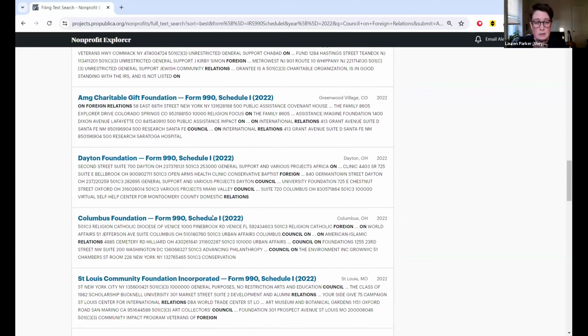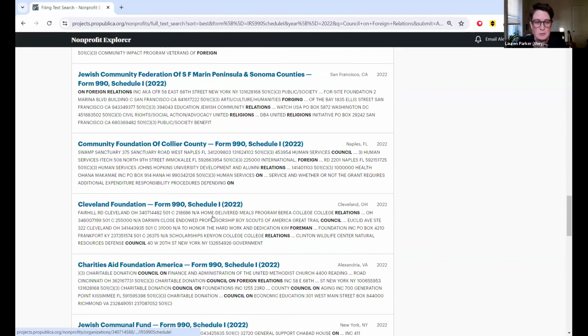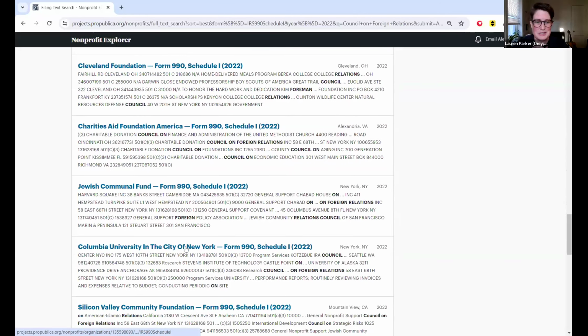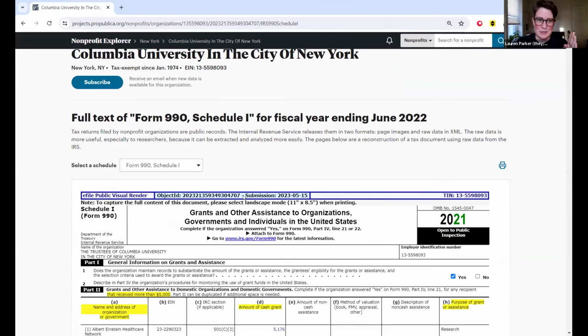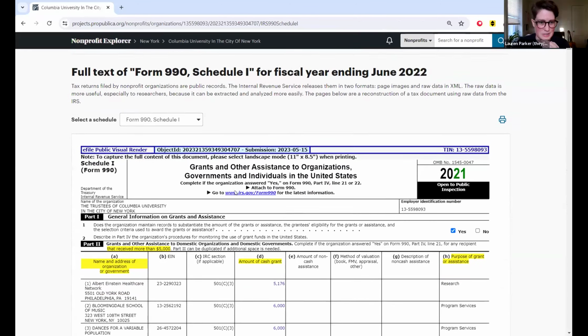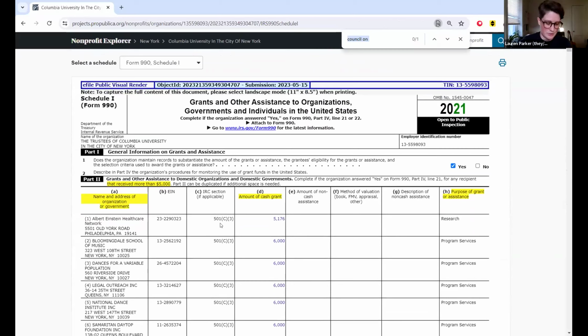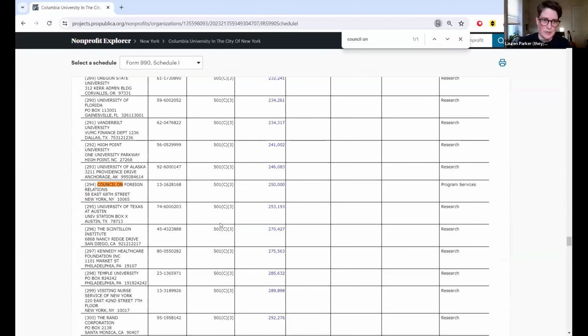And if I keep scrolling, I think it'll be there. There we go. Columbia is also on this list. All right, so Columbia gives money to the Council on Foreign Relations. Jay Johnson is a director of Columbia and the Council on Foreign Relations. I hope we're all following these breadcrumbs. I'm so sorry if it's a little convoluted, but this is the last piece that I just wanted to show. We search this, Council on Foreign Relations, and we can see that they got a grant from Columbia for $250,000.